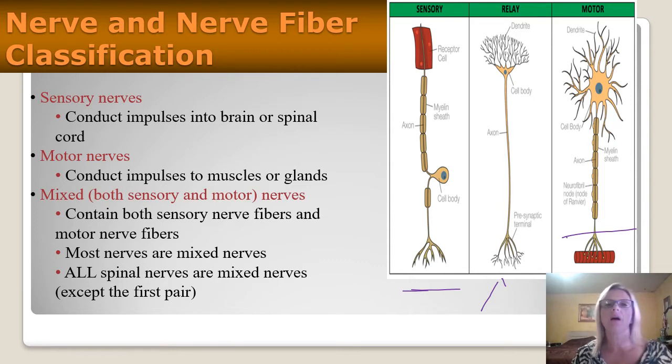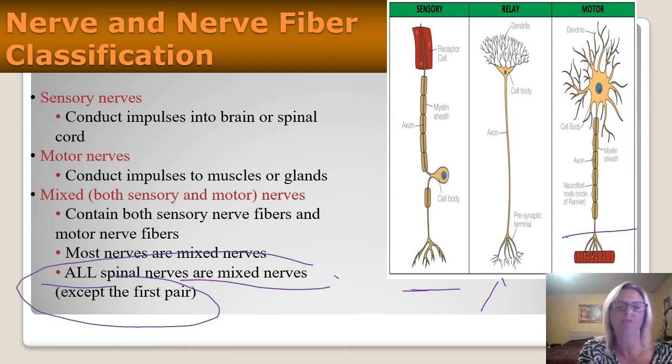And then we have mixed nerves, which can have both types. Okay, so both sensory and motor nerve bundles. All spinal nerves, that is important, are mixed nerves except for the first pair. Okay, except for the first pair.